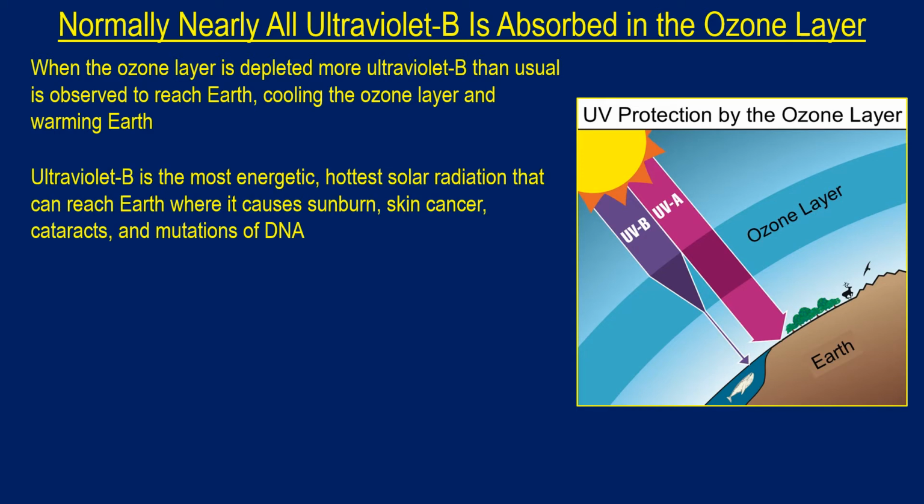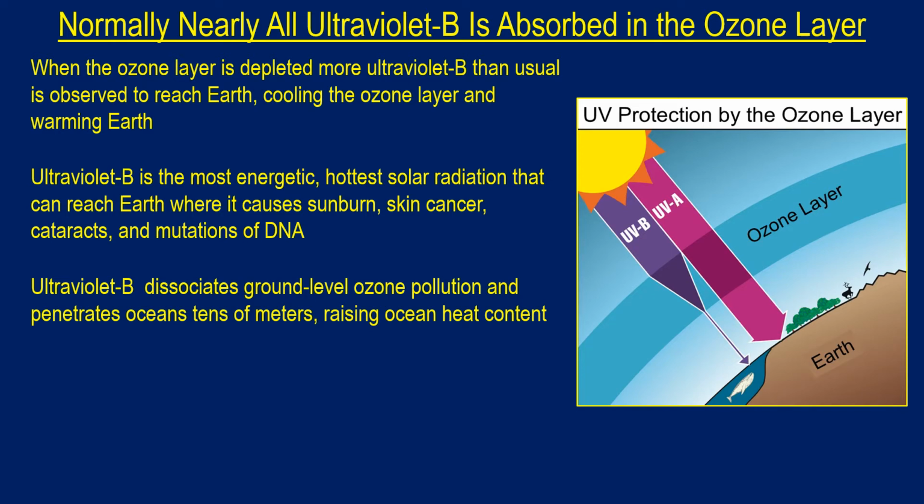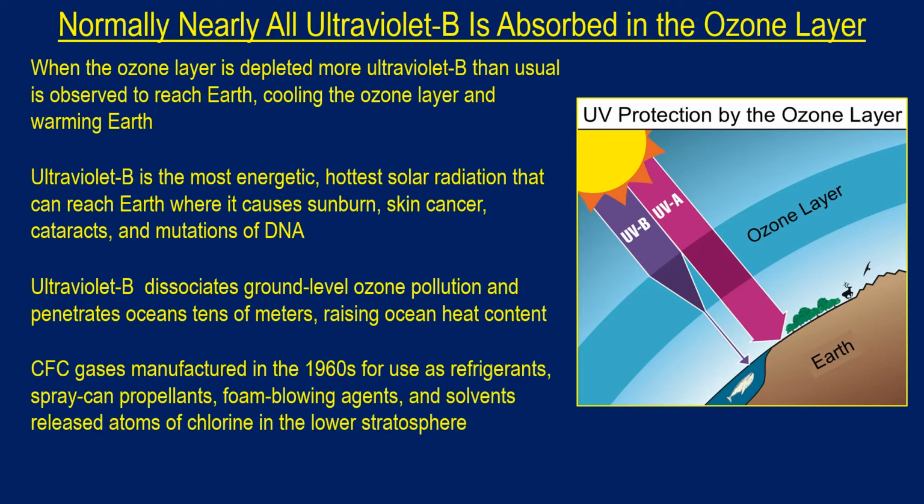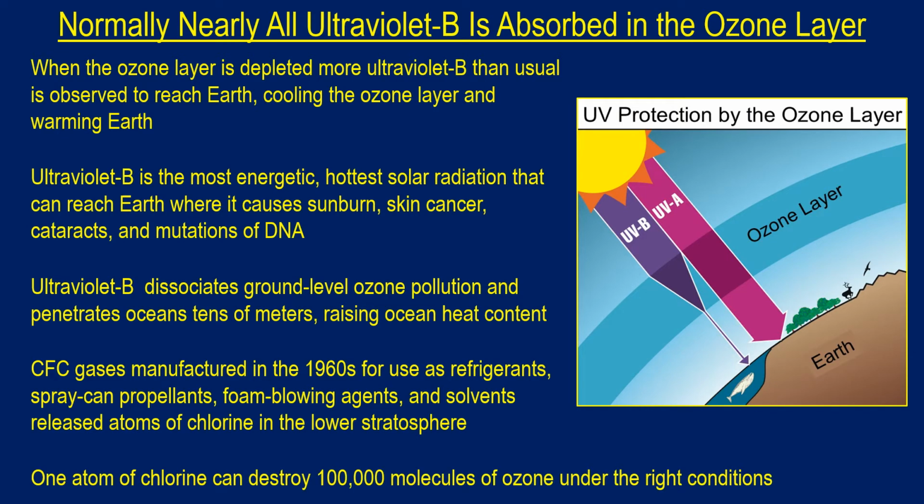Ultraviolet B is the most energetic, hottest solar radiation that can reach Earth, where it causes sunburn, skin cancer, cataracts, and mutations of DNA. Ultraviolet B dissociates ground-level ozone pollution and penetrates oceans tens of meters, raising ocean heat content. CFC gases manufactured in the 1960s for use as refrigerants, spray can propellants, foam-blowing agents, and solvents released atoms of chlorine in the lower stratosphere. One atom of chlorine can destroy 100,000 molecules of ozone under the right conditions.